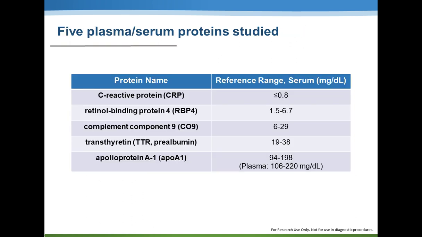So these are the 5 protein markers that we used in the study. They are CRP, RBP4, CO9, TTR, and ApoA1.